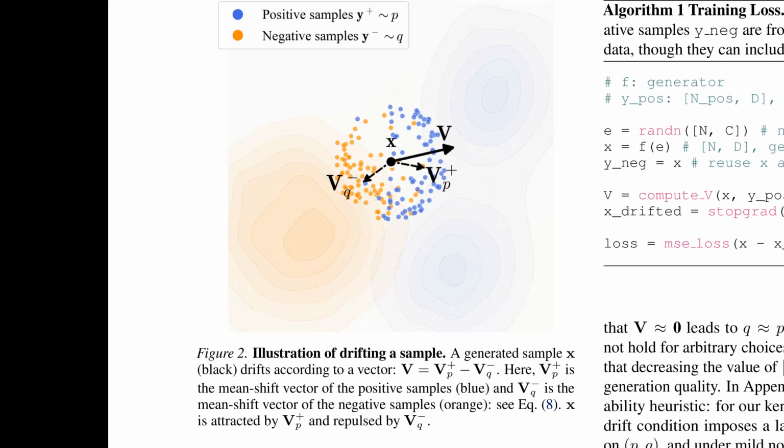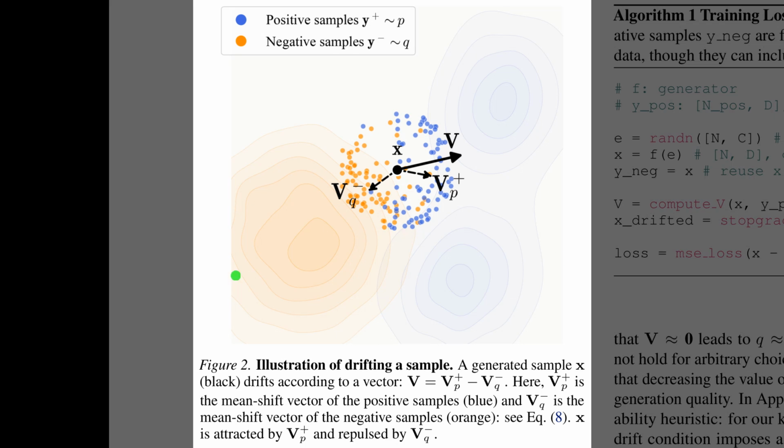So while Figure 1 showed the global convergence, Figure 2 breaks down the mechanics for a single generated sample. Here the black dot represents a generated point X, surrounded by blue positive samples from the real data and orange negative samples from the current model. The system calculates two forces: an attraction vector, VP+, which pulls X toward the real data, and a repulsion vector, VQ-, which pushes it away from the crowded model outputs. The final drifting vector V combines these forces, effectively guiding the sample into the high-density regions of the true distribution.